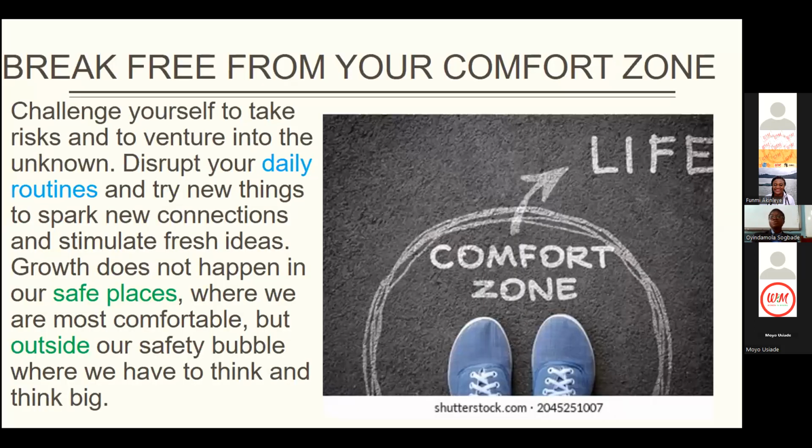More so, we should break free from our comfort zone. Our comfort zone is where we are safe, where we are not challenged, where we are most comfortable. We should go outside and think big. We should disrupt our daily routine. We should try new things that will spark new connections and stimulate fresh ideas. We should challenge ourselves to take risks and venture into the unknown. We should not be lazy in seeking information. We should not stay with the things that we have always known. We should move out, and we should try to learn new things. We should try to open our mind to new things, because growth does not happen in our safe places, but outside our safety bubble.